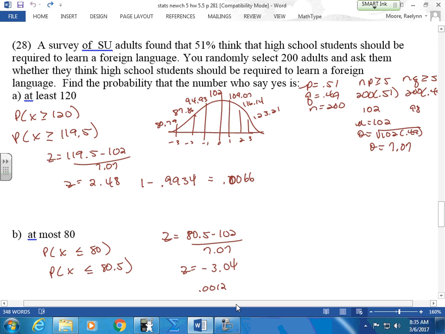Okay. A survey of U.S. adults, we have 51% think high school students should be required to learn foreign language. These are populations. And we asked 200 from the population. First we check to see, can we do this? Yes. Can we approximate a normal curve? Yep. We find the mean, we find the standard deviation. We say at least 120, greater than or equal to. So I can start at 120, 121, so I drop that 0.5. I need to make it a decimal. Just think in terms of that. You need to make your whole numbers into decimal values. And if you're going to the right, don't forget to subtract from 1.